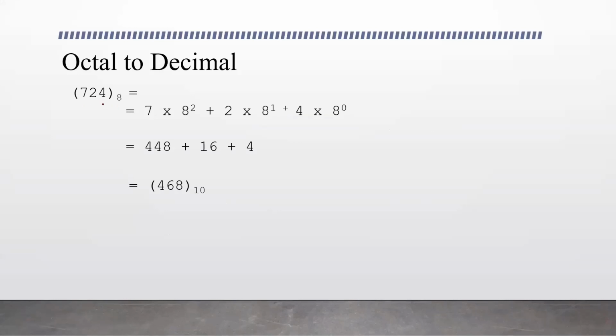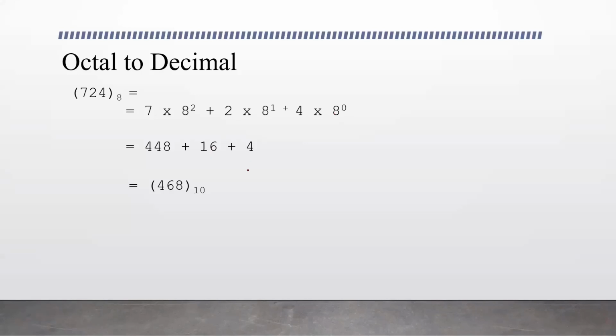And the positions, if we check, at the least significant bit position we have 4, and the next digit is 2, and the most significant bit is 7. The positions are 0, 1, 2. Okay, the most significant bit is at second position. So 7 into 8 power 2 plus 2 into 8 power 1 plus the least significant bit 4 into 8 power 0. That gives 448 plus 2 8s are 16 plus 4. 4 into 8 power 0 is 4.